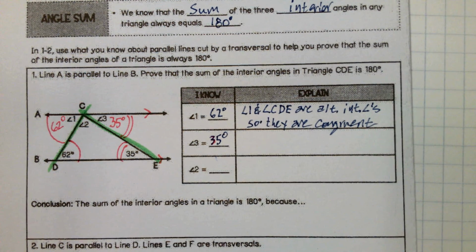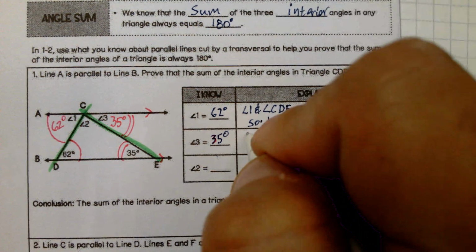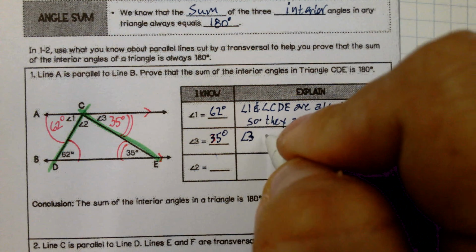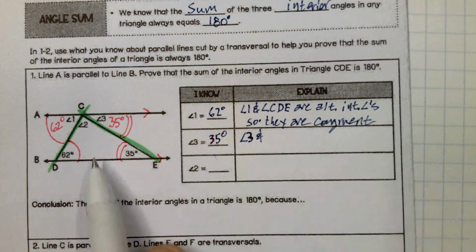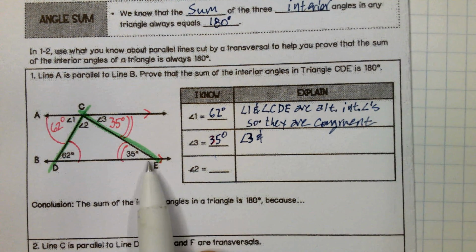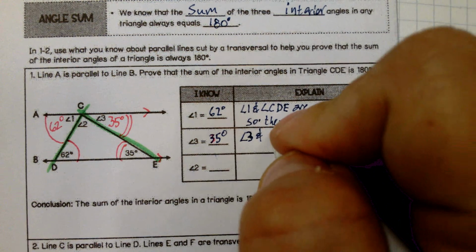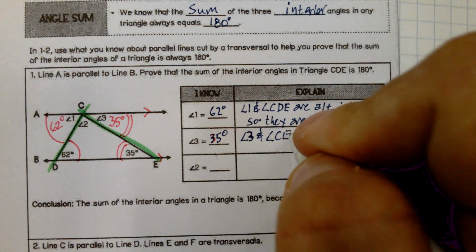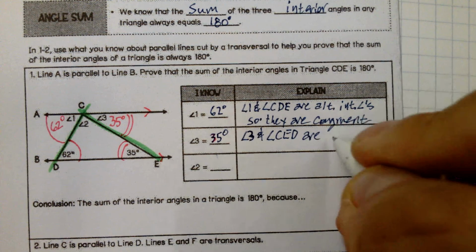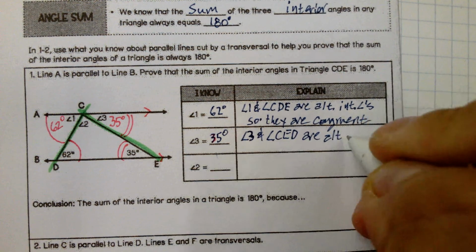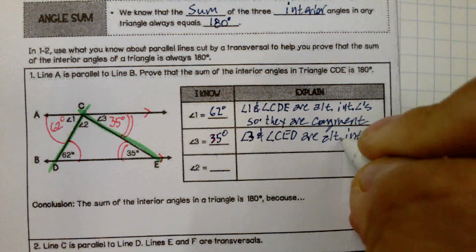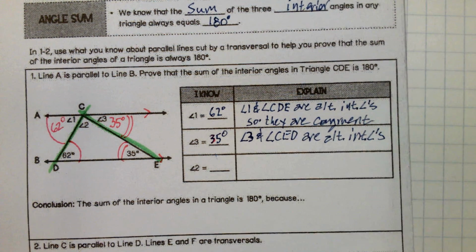Okay. And then we'll just say angle 3. And what's the name of this angle again that's 35 degrees? CED. Angle CED are alternate interior angles.